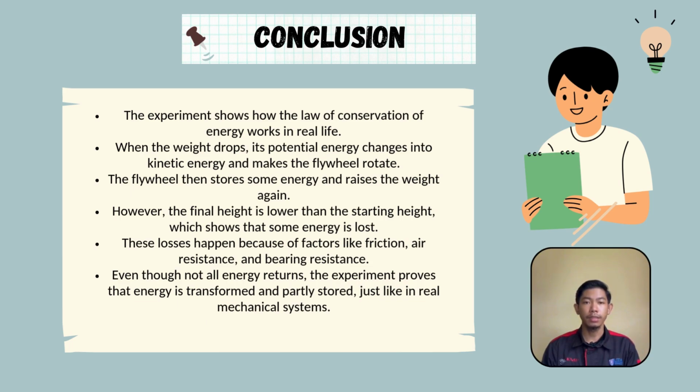In this experiment, we learned how the conversion of energy works in real life. At the start, the weight has potential energy when it is at the highest position. When the weight drops, the potential energy turns into kinetic energy and makes the flywheel spin. The flywheel then stores some of this energy and lifts the weight back up again. But the weight does not return to the same highest position. This shows that some energy is lost because of friction, air resistance, and other mechanical losses.